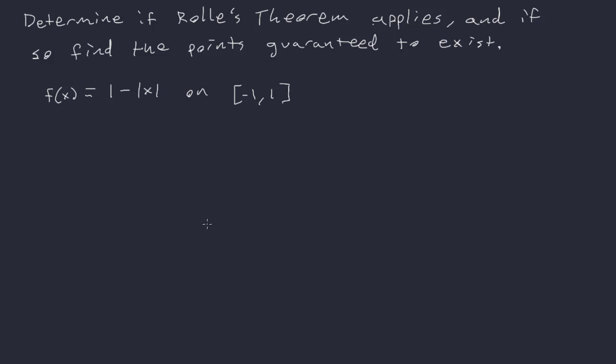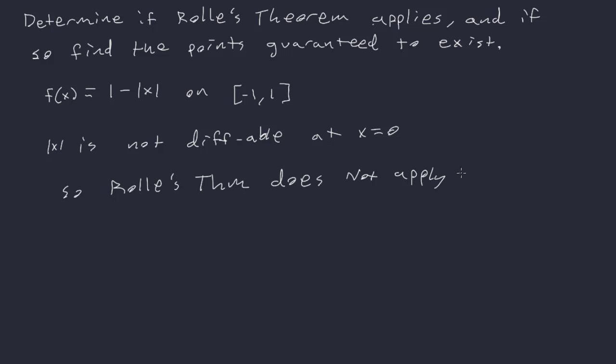All right, real quick, here's another similar example. It's almost the same. If our function is 1 minus the absolute value of x, well, we've described that the absolute value of x is not differentiable at 0. That's really the only thing I need to see right off the bat. If I see that the function is not differentiable in this interval, then Rolle's theorem does not apply. So right there, we're done, because we know the absolute value sort of makes a V.